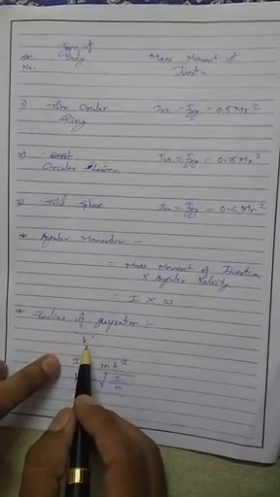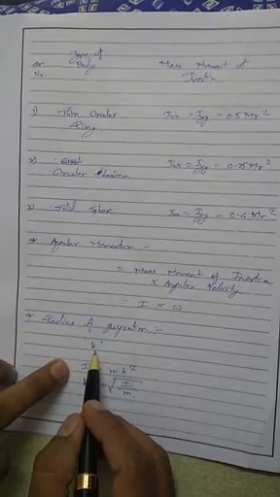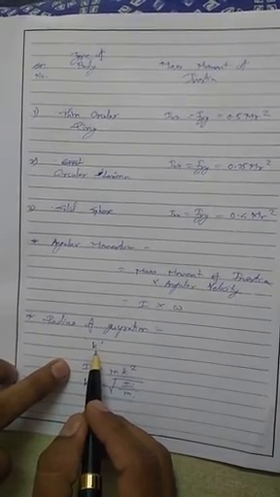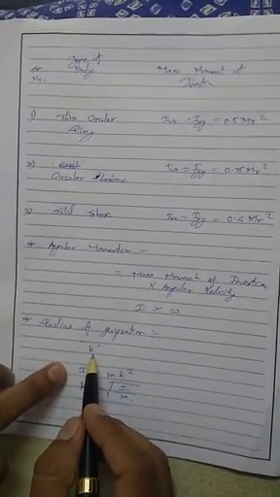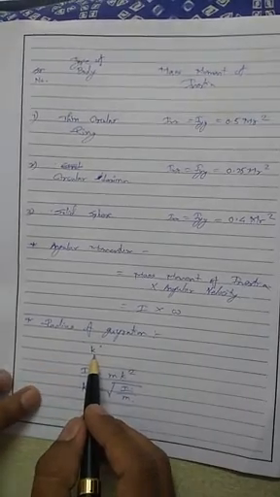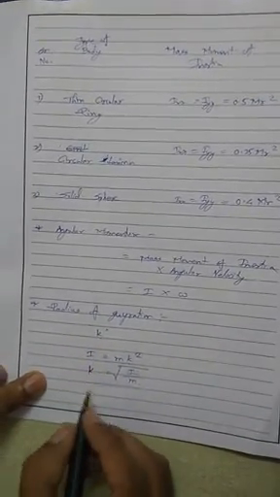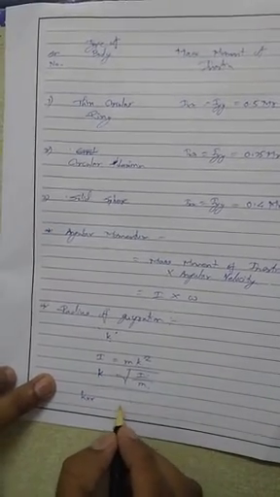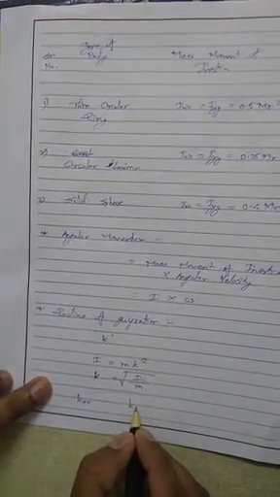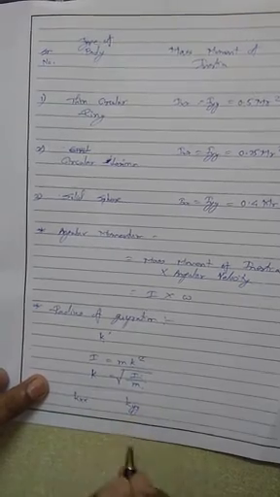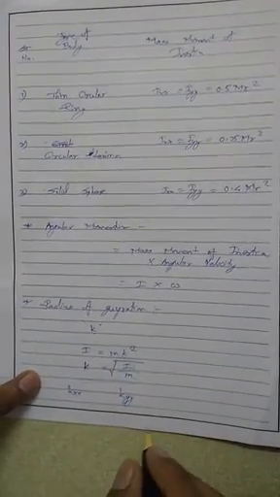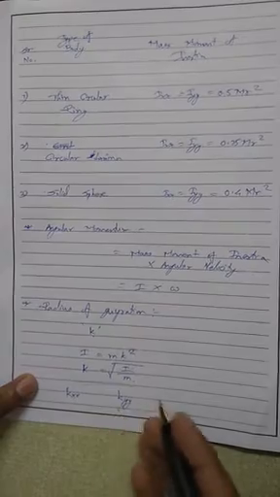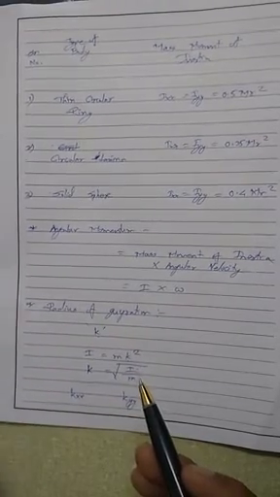We assume that the whole mass is supposed to be concentrated at a distance k from any axis or line. So if it is with reference to axis xx, then the radius of gyration will be kxx, and if it is with reference to the y axis, then the radius of gyration will be kyy. Okay, so next we will discuss the problems based on this mass moment of inertia.